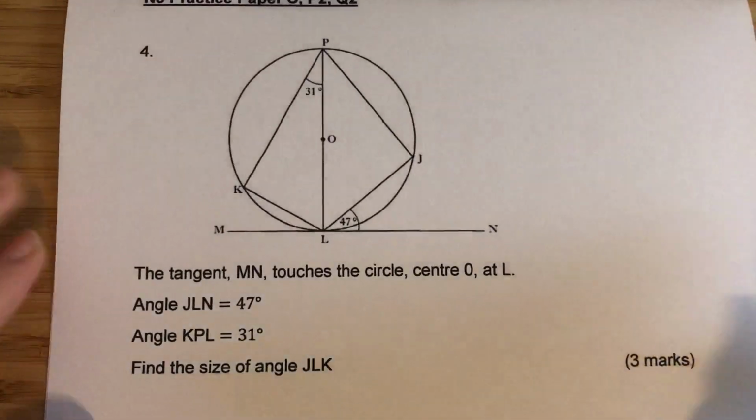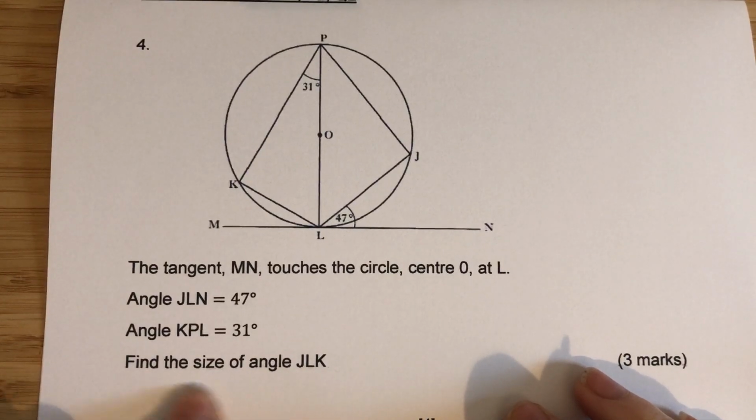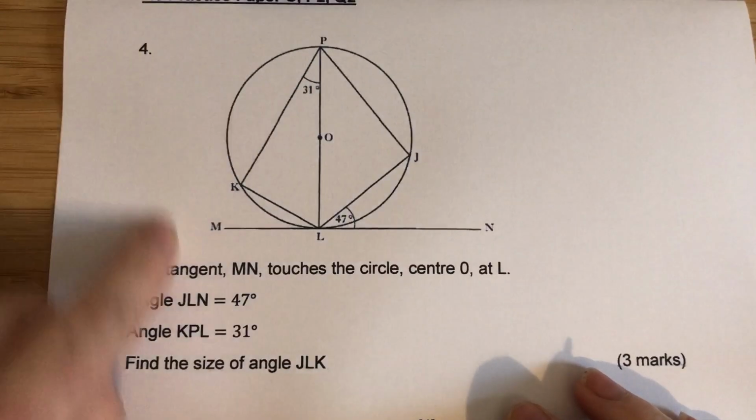Right, we're going to look maybe at one more here. And this is a little bit more like the first example we did. We've got a circle with some triangles in there, and we're going to try and find the size of the angle GLK. So what have we been told?